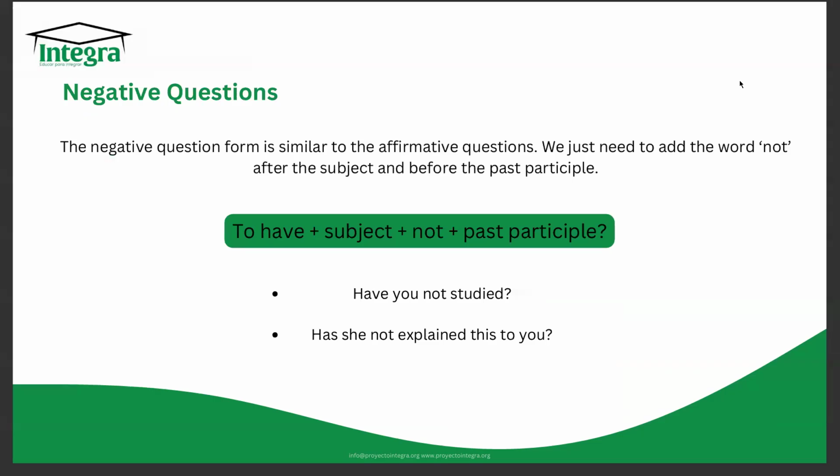To make negative questions is basically the same thing as when we're making a normal question. But what we do is we add the word not. So we have to have plus subject plus not plus the past participle. For example, have you not studied? Have, then you the subject, then the word not, and then studied. And has Gino explained this to you?